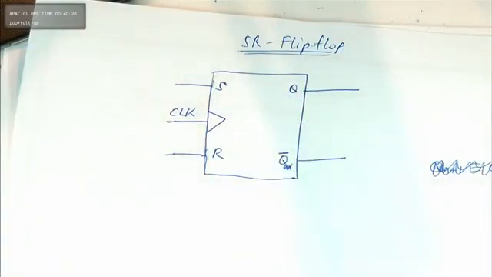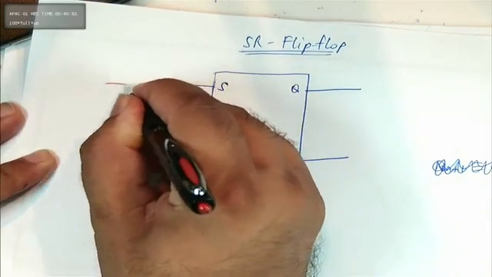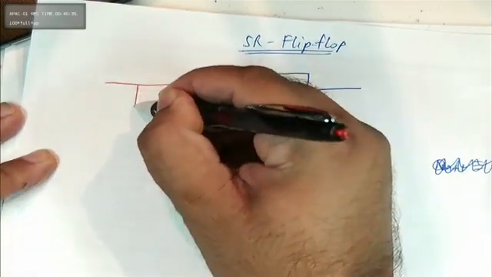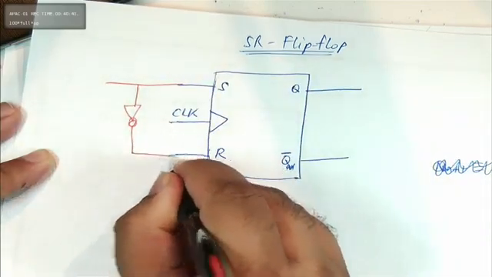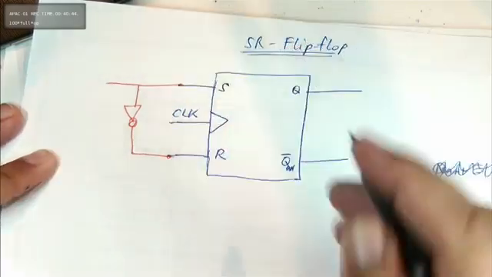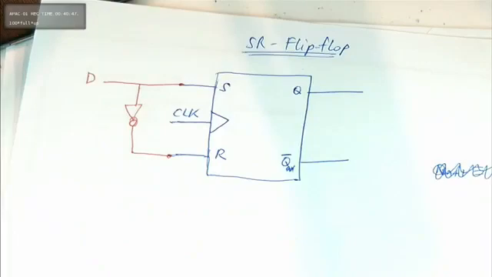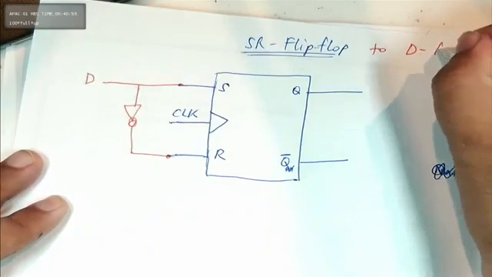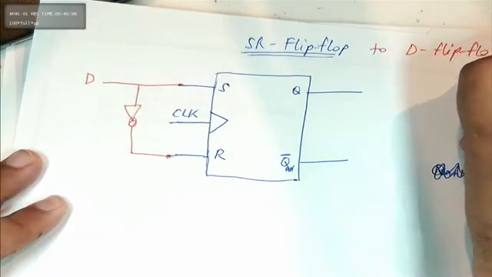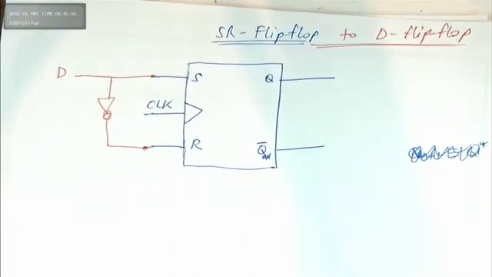all we do is take that line, put a NOT gate there. That's your D flip-flop. Easy peasy. All right, from SR to D.